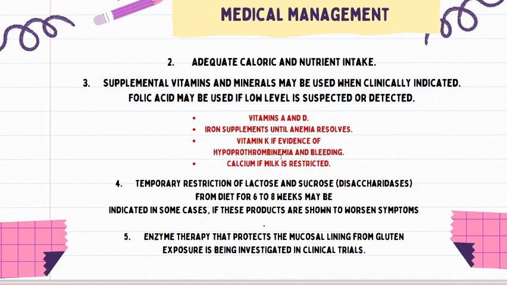Temporary restrictions of lactose and sucrose, disaccharides, from the diet for 6 to 8 weeks may be indicated in some cases if these products are shown to worsen symptoms. Enzyme therapy that protects the mucosal lining from gluten exposure is being investigated in clinical trials.